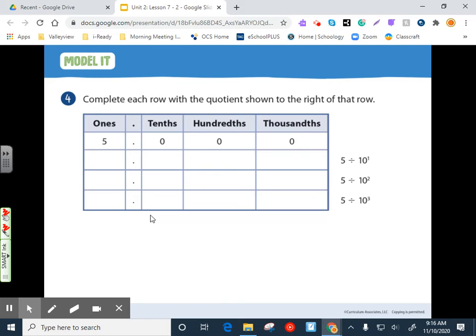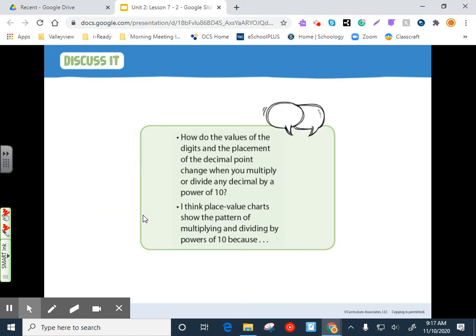Next up, so we start this one with 5 ones. And then if we're dividing by 10 to the 1, that means it shifts over one space. If we're doing 10 to the second, this 5 will shift 2 spaces over. And 10 to the third, that just means that 5 is shifted all the way over to here and giving us that answer.